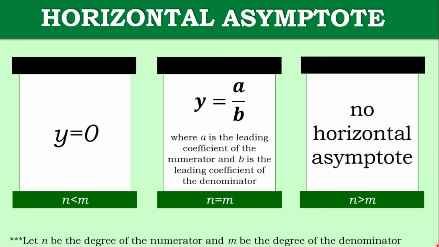If n is greater than m, then there's no horizontal asymptote. So these are the 3 very important conditions that you need to keep in mind as you find horizontal asymptotes of rational functions. So let's have an example to fully understand this part.